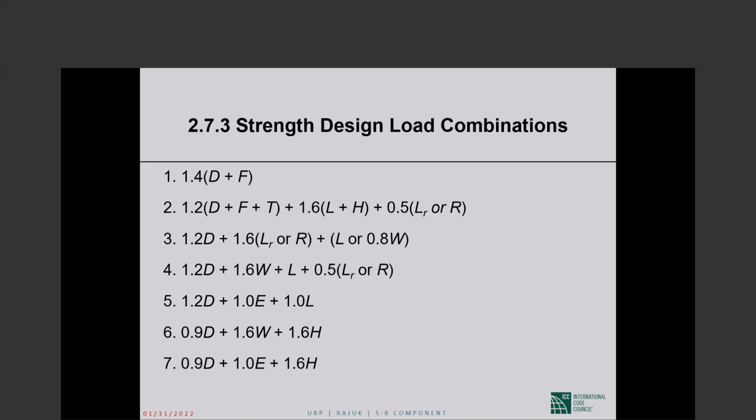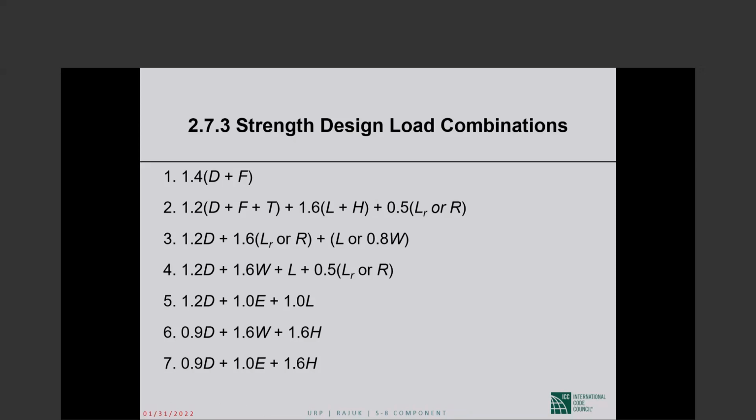Let me explain. If horizontal earth pressure causes bending moments in the same direction as bending moments caused by dead loads or wind, then the load factor on H is 1.6. If horizontal earth pressure causes overturning moment in the same direction as the bending moments caused by dead load or wind, then the load factor on H is 1.6.